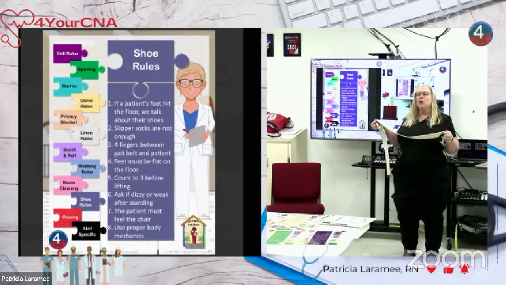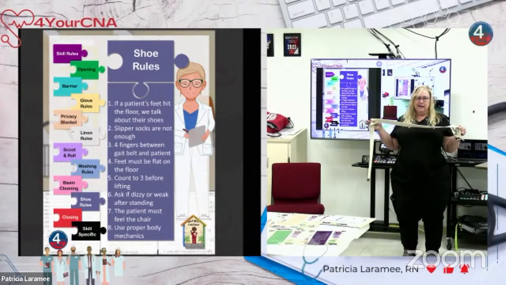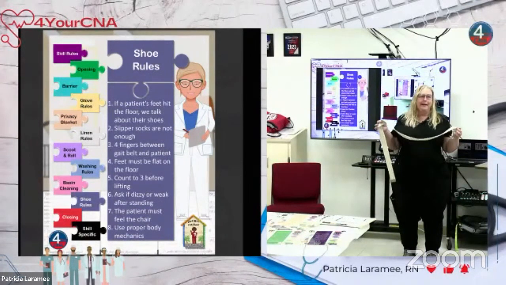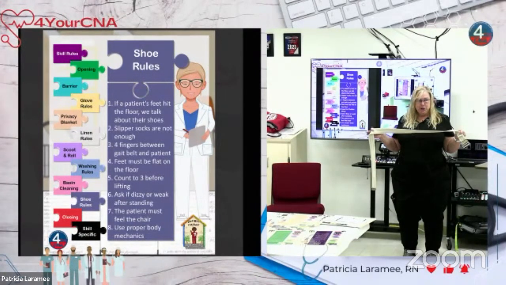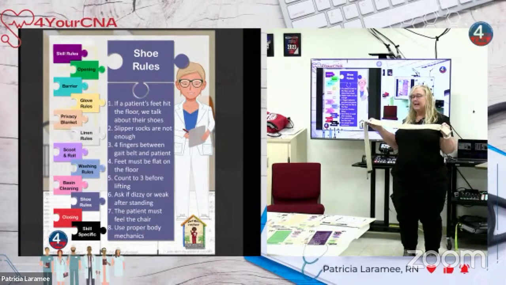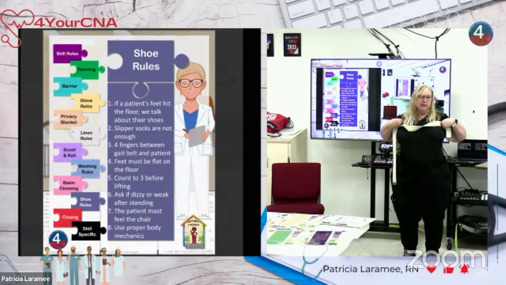They're just storing it around their waist. It's not serving any purpose. They're just wearing it to carry it. Good. So when you're putting this on the patient, remember it goes around the patient's waist. It does not go around their chest. It goes around their natural waist.